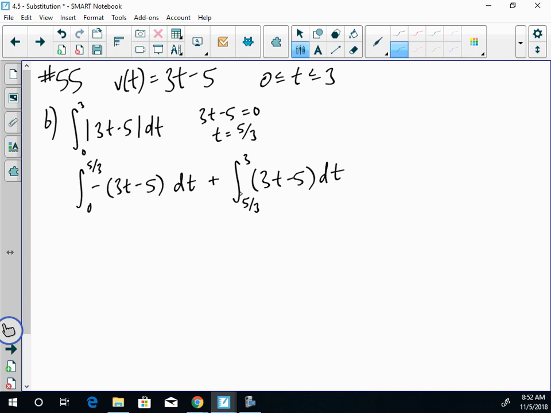Okay, so let's just do this part here first. So this is negative 3t plus 5, just so I don't mess that up. So antiderivative, we do t squared over 2, so is this what you got? And then plus 5t, going from 0 to 5/3.